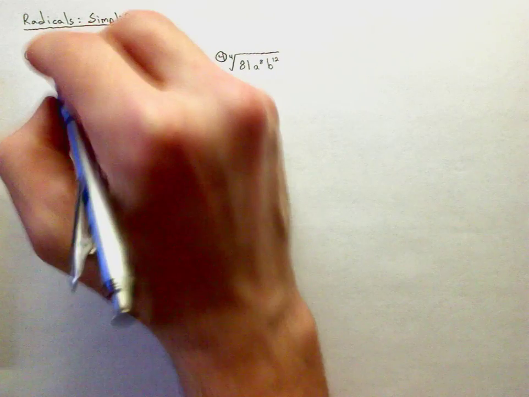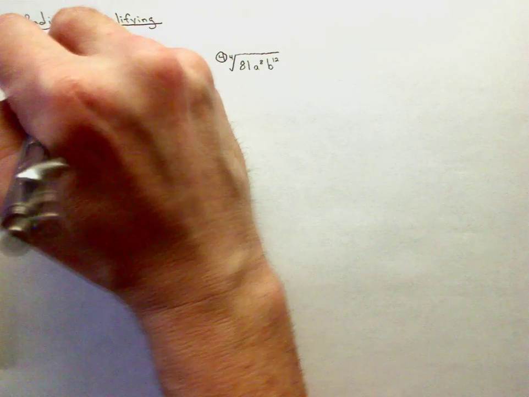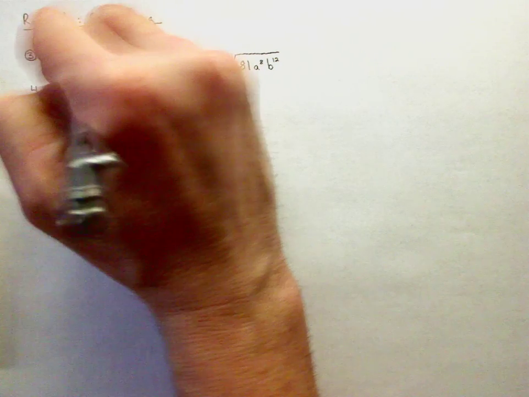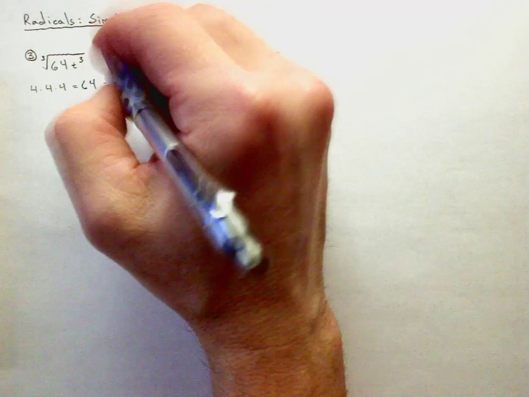Well, I know that, and I'll just write this under here, I know that 4 times 4 times 4 equals 64. That's the same as being 4 cubed. So there are a myriad of ways in which I can work this. The first one is viewing it like that.